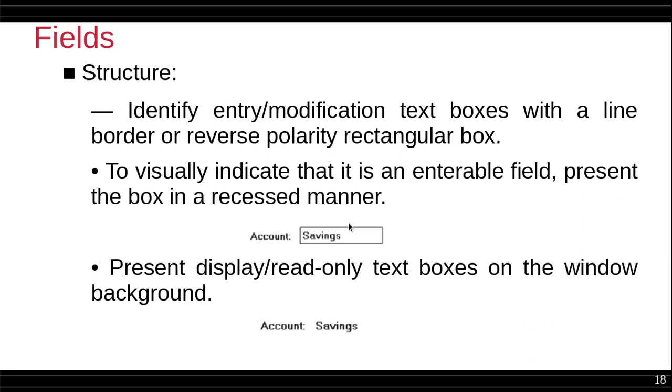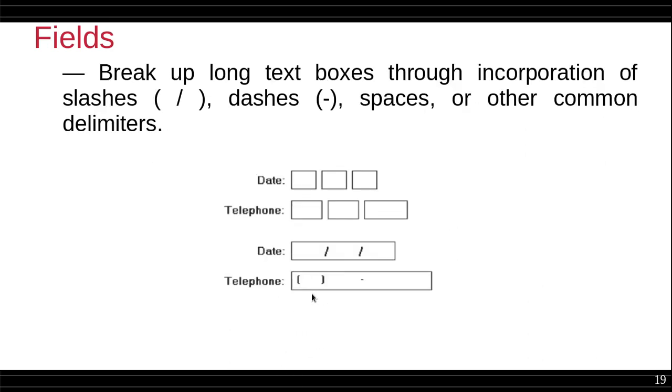Okay. Fields structure. Identify entry or modification text boxes with a line border or reverse polarity rectangular box. To visually indicate that it is an enterable field, present the box in a recessed manner. Here you can see this is the proper structure. Present display or read only text boxes on the window background without any borders. Okay, here we see the present. Break up long text boxes through incorporation of forward slashes, dashes, spaces or other common delimiters. Here you can see the date have been separated by forward slashes.